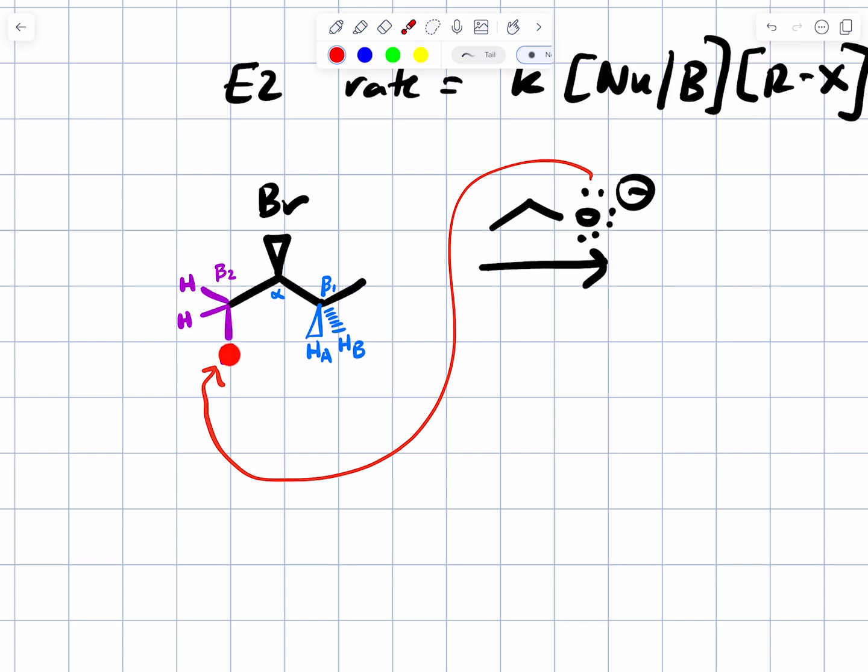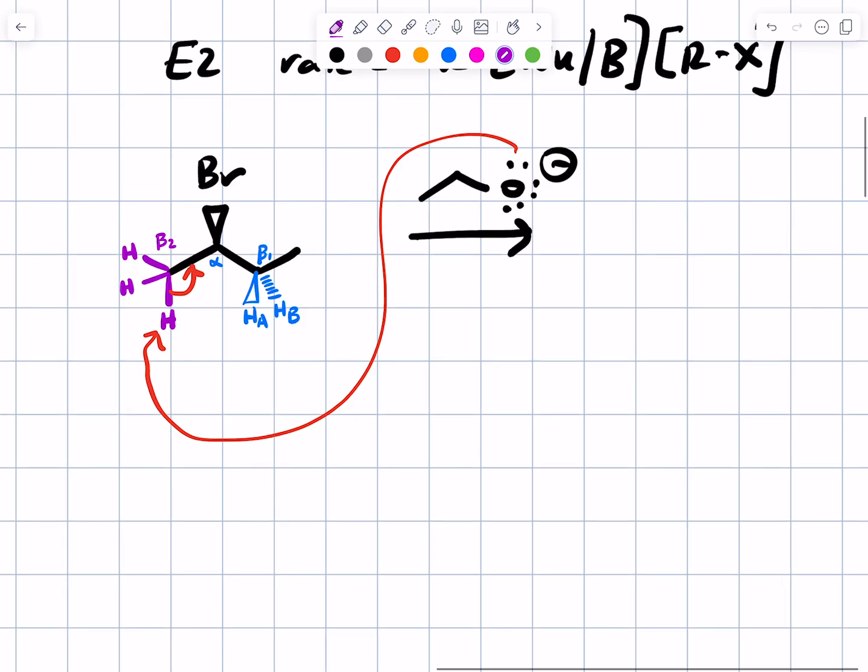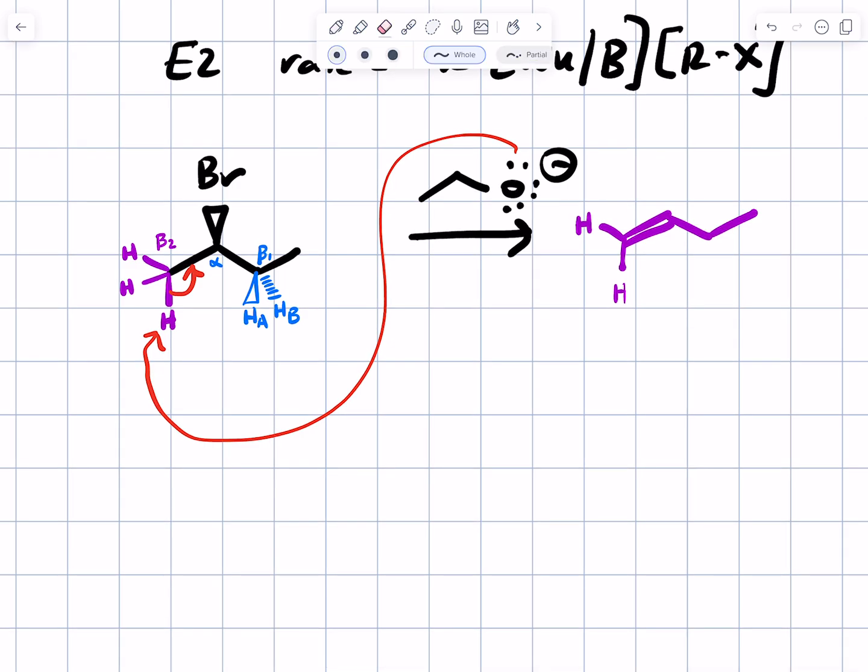And which one it is is inconsequential, because either way, you'll get the same product. So I'm not going to worry about redrawing this molecule such that one of the purple beta protons is anti to the leaving group, because it's not going to make a difference. So I'm going to draw in purple the product that we get from that elimination reaction. All right. So that's one of the alkene products that we can get from the elimination reaction.